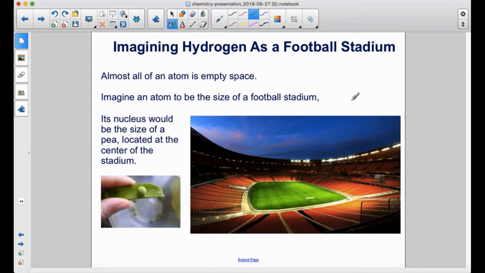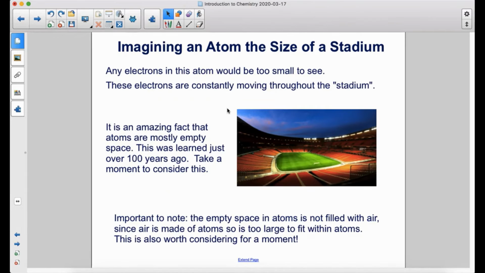Almost all of an atom is empty space. Imagine an atom to be the size of a football stadium. Its nucleus would be the size of a pea, located at the center of the stadium. Any electrons in this atom would be too small to see. These electrons are constantly moving throughout the stadium. It is an amazing fact that atoms are mostly empty space.